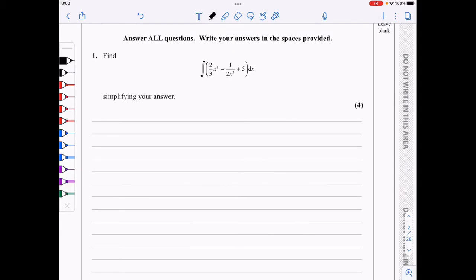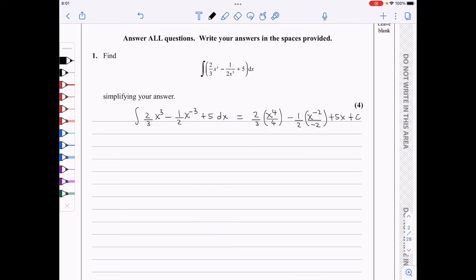So the first thing to do is actually write things in a form that will allow me to integrate. So that will be 1 over 2x to the minus 3. And now I'm ready to start integrating. I increase the power by 1 and divide by the new power. Similarly here, minus a half x to the minus 2 over minus 2 plus 5x plus c. Do not forget the constant of integration.